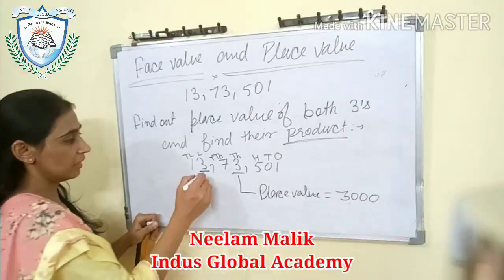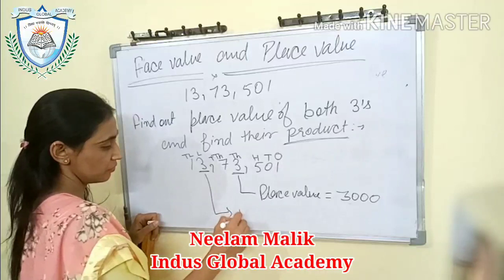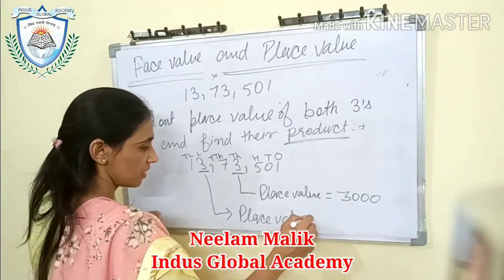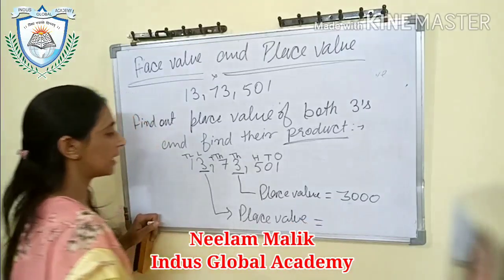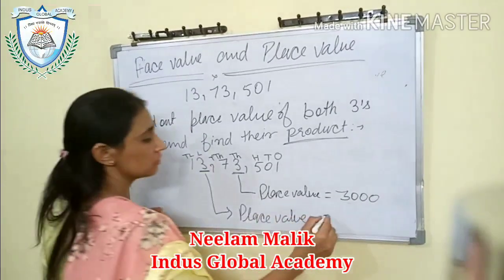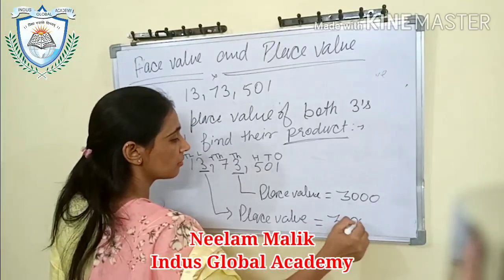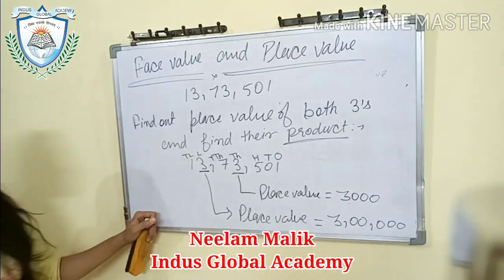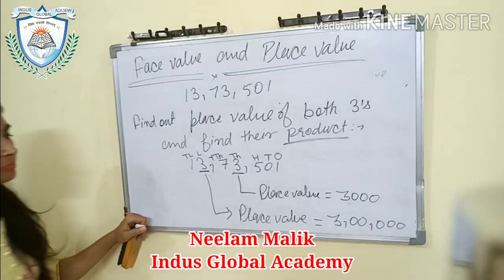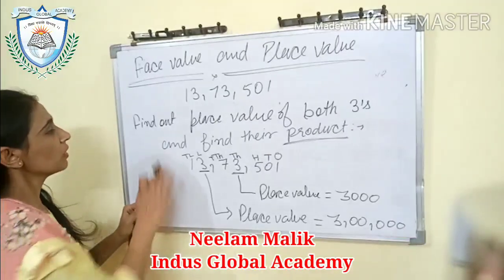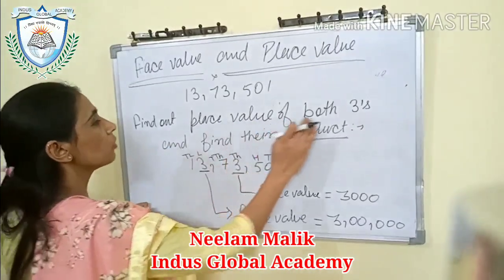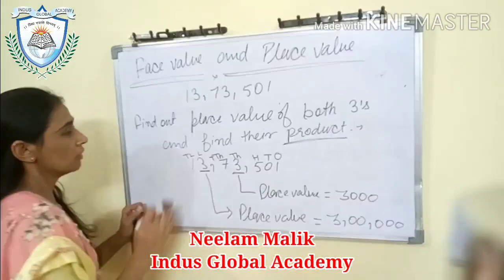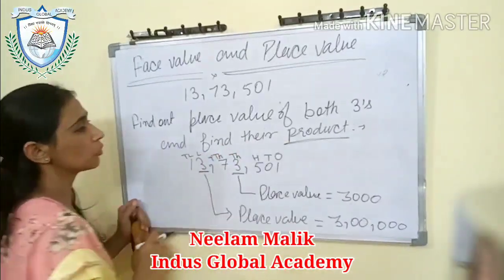Okay. And what about this? Place value, what will that be? 3 lakh. 3 lakh means how many zeros will be there? 5. So this is 3 lakh. Got it? So find out place values of both 3's. Okay, you have done place value of both 3's. Next is to find their product.